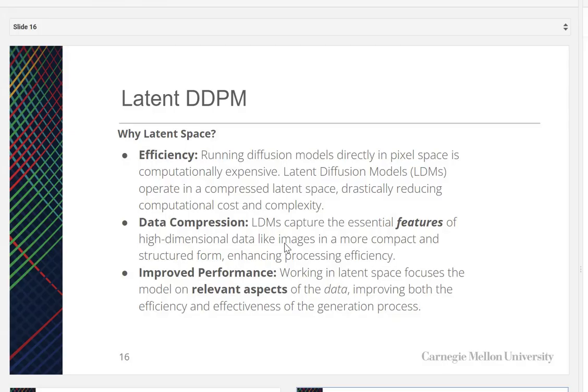So in the data compression process, the LDMs capture the essential features of the high-dimensional data, like images, in a more compact and structured form, enhancing processing efficiency. And we also get improved performance because working in the latent space focuses on the relevant aspects of the data, improving both the efficiency and the effectiveness of the generation process.